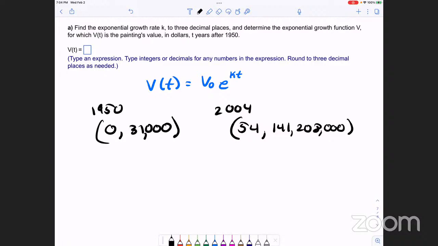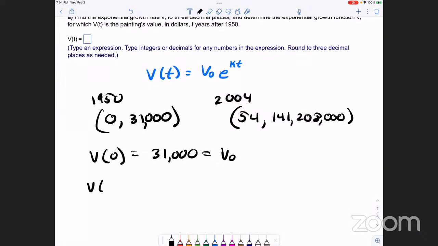So the value at the start, we don't know. Well, that just means, okay, that value was 31,000. If we plug in t equals 0, this term collapses to 1, right? E to the power of 0 is 1. So then that 31,000 is our V naught, the initial value of the painting. Now, if we want the value 54 years later, that's going to be 31,000 times e to the 54 times k, since the t in that one is 54.